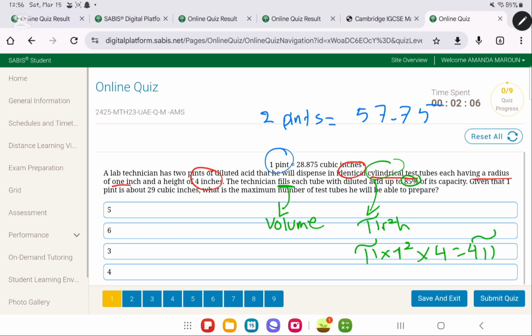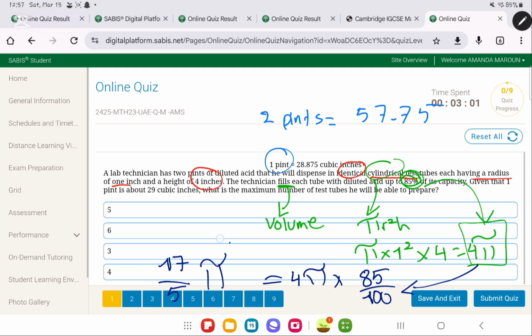Now, the technician fills each test tube with diluted acid up to 85%. So if the total volume of the cylinder is 4 pi, and the technician uses only 85% of its capacity, we need to find how much capacity he is actually using. We take the total volume, 4 pi, and multiply it by 85%, which is 85 over 100. So 4 pi times 85 over 100 is equal to 17 over 5 pi. Keep this in mind: 17 over 5 pi.